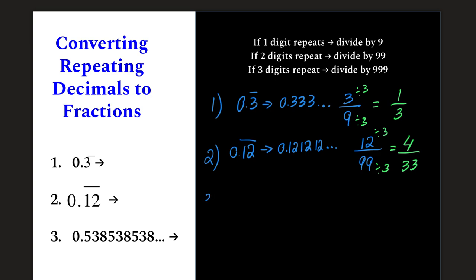Last question. As we can see, 3 digits repeat. So we have 0.538 repeating, and therefore we're going to divide by 999. So 538 divided by 999. Here you have to think about, can I simplify this? So the answer is no, we cannot simplify it.